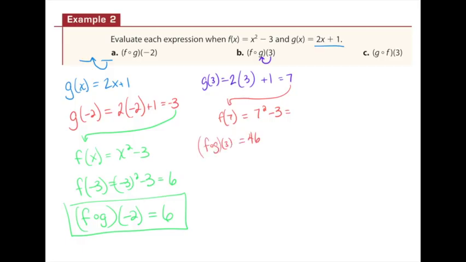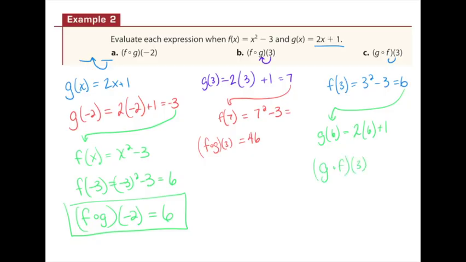If I do it the other way, 3 goes into f first. f of 3 is what I'm starting with. 3 squared minus 3. That's 9 minus 3. That's going to give me a 6. If I take that 6 and plug it into g, I'm going to get 2 times 6 plus 1. g of f of 3 is going to be 13. So order matters with composition. You have to do it in the correct order. All right? If you don't, you will get a different answer.